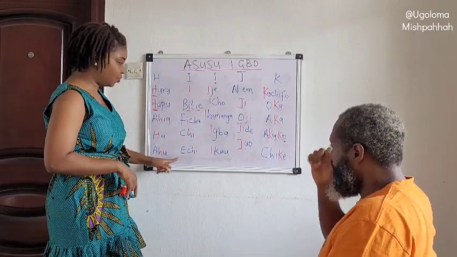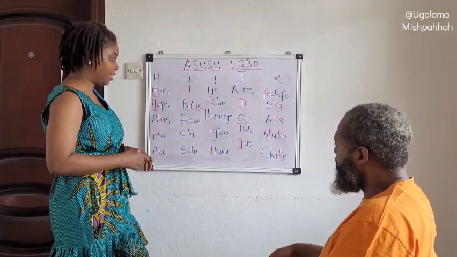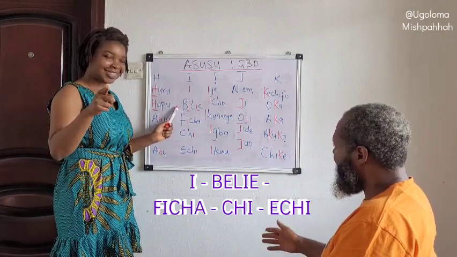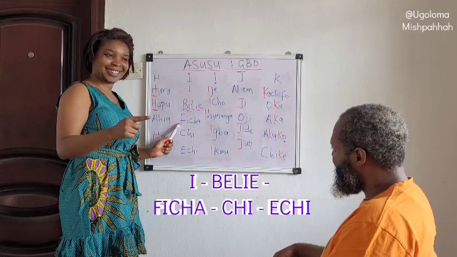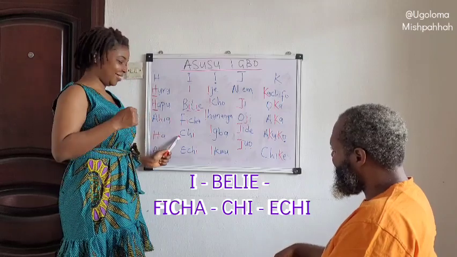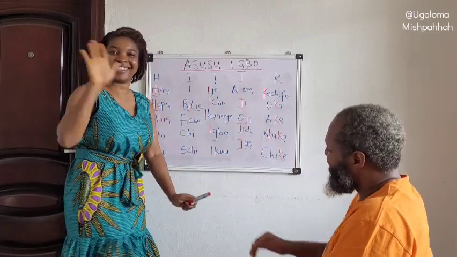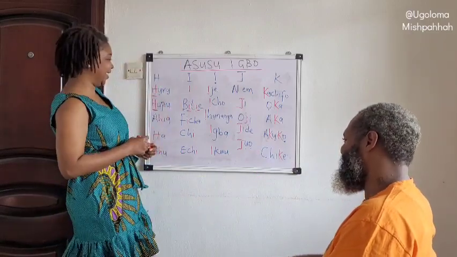Now it's your turn. You're going to pronounce all the words from beginning to end. Ready? E. Bilie, correct. Ficha. Chi. Echi. Give me 5. Yes, give me 5.